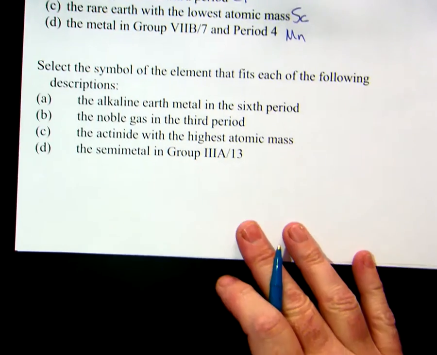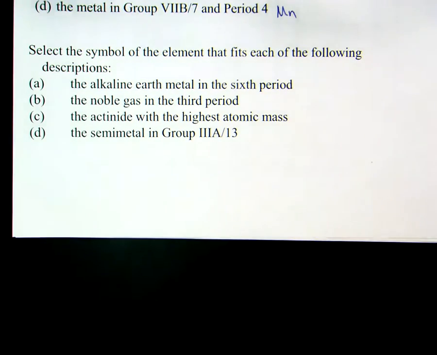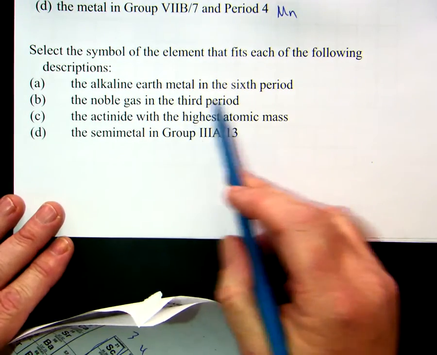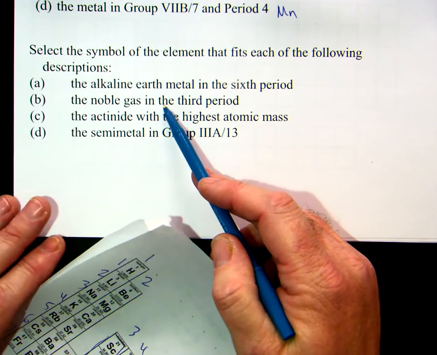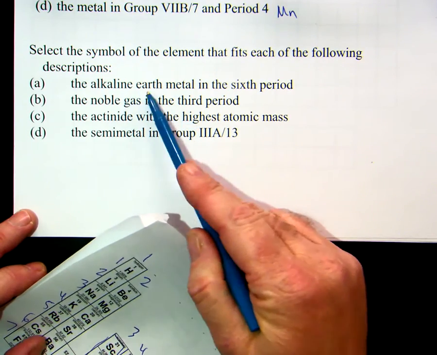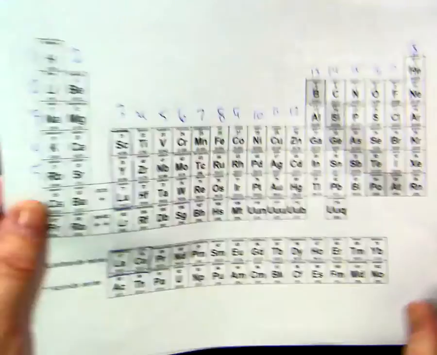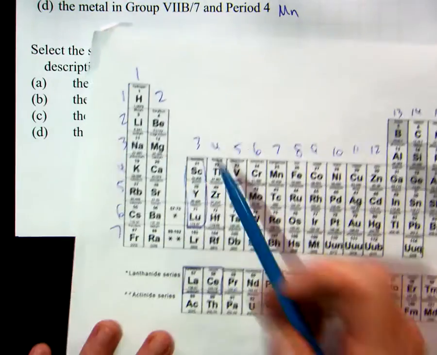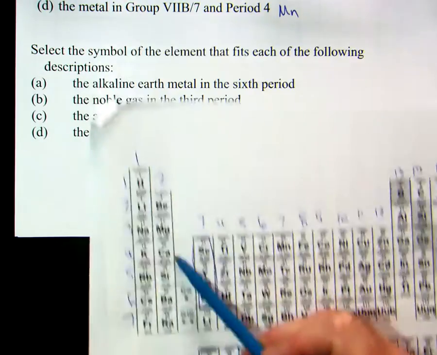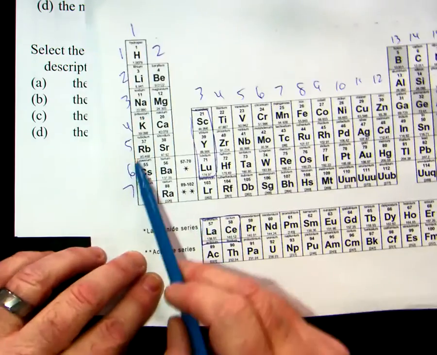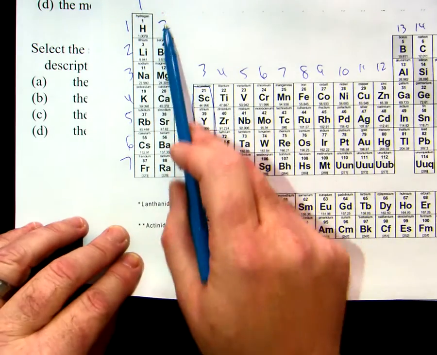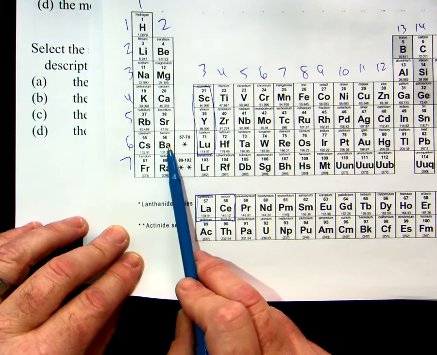Okay, so the next one, let's just see if you can get these quickly. These aren't supposed to be super hard, just get you familiar with where things are. The alkaline earth metal in the 6th period. You'd look here and realize that the second column is the alkaline earth metals. 6th period means 6th row. So alkaline earth in the 6th row would be barium.